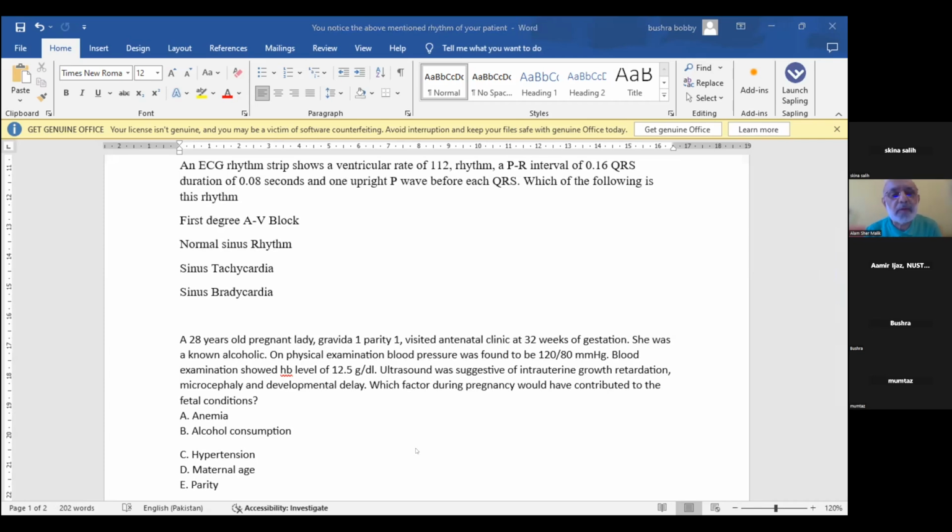Actually, that's what we were saying, that we need a bit of clinical scenario. And second, it would be good if the strip is there and students read it and interpret. Any other comments, please?